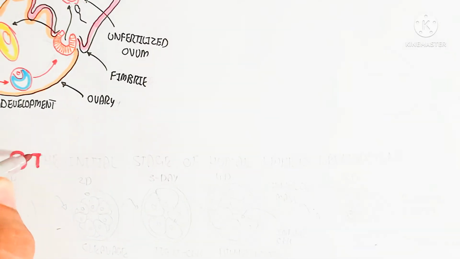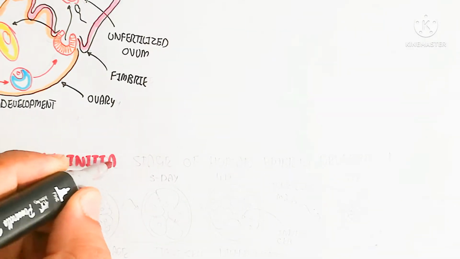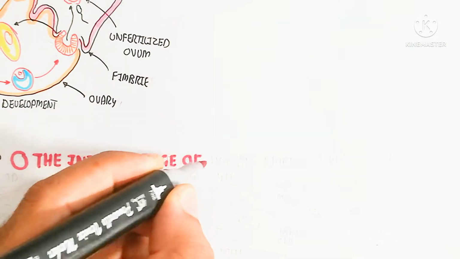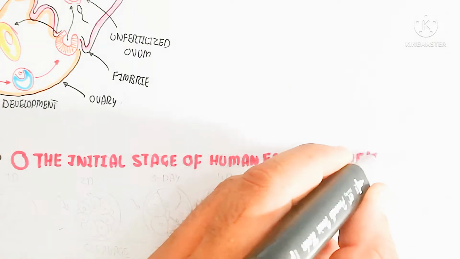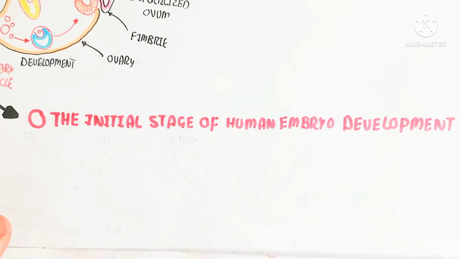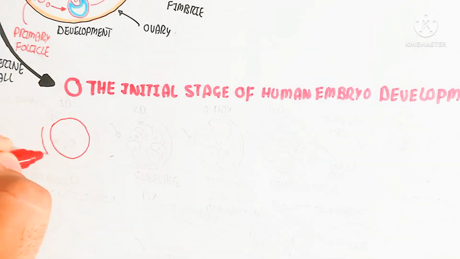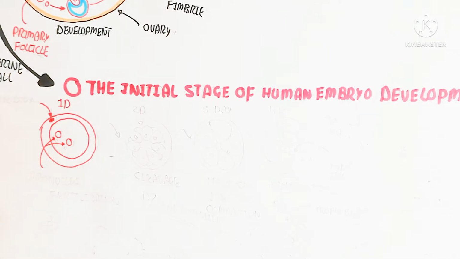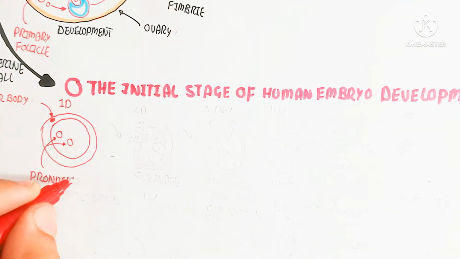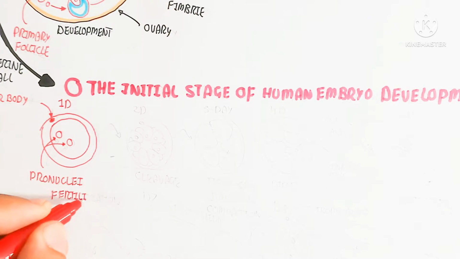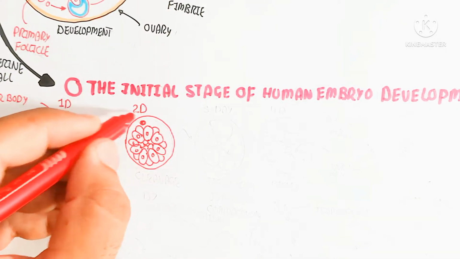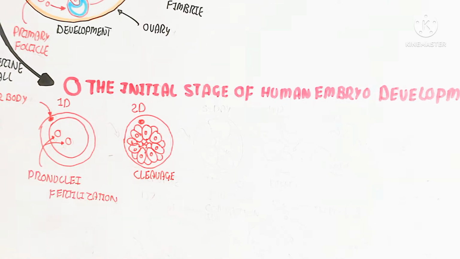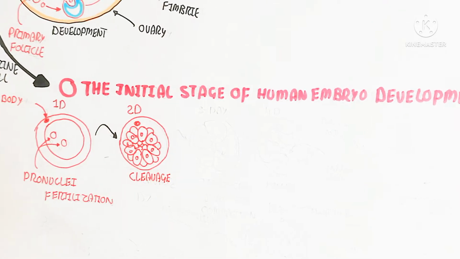So let's begin to understand the initial stages of human embryo development. The polar body will be formed when fertilization occurs. The second meiotic division will occur in the egg cell, and after this the pronuclei will be formed, as well as the polar body, in the first day after fertilization.